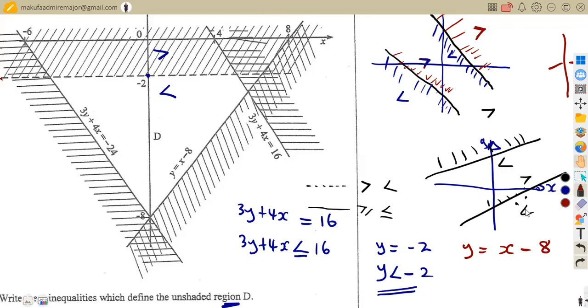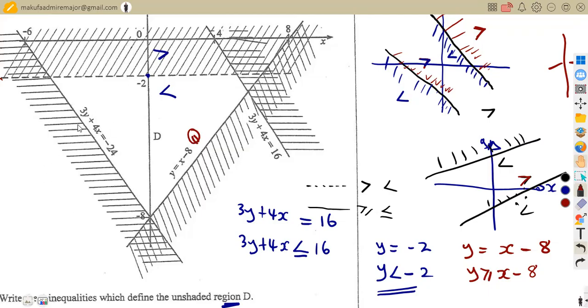the values below this one are less than. The values above are greater than. As we are talking about the values that are above, we are going to use a greater than sign. So y is greater than x minus 8. But the line is continuous, so we are going to use equal to. Just like that, guys.